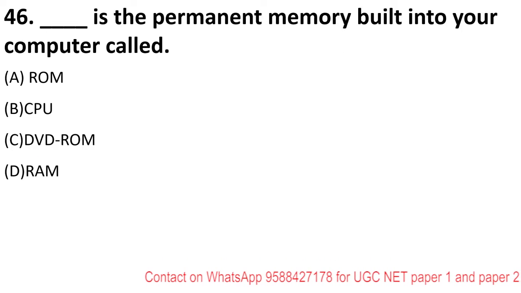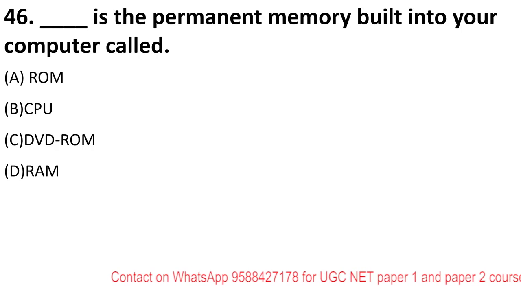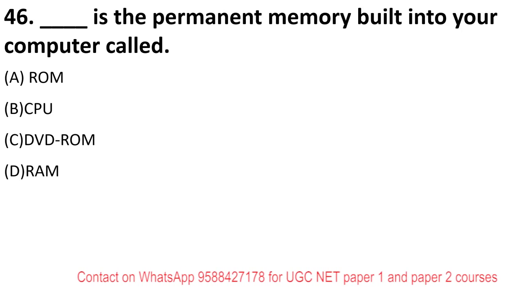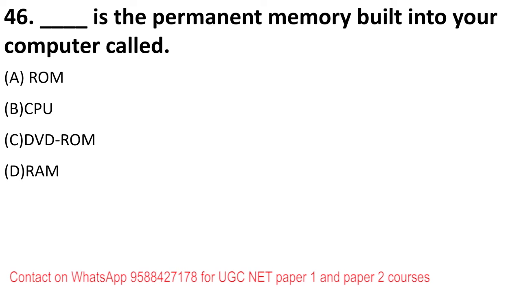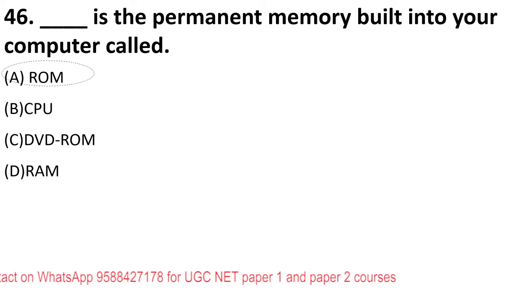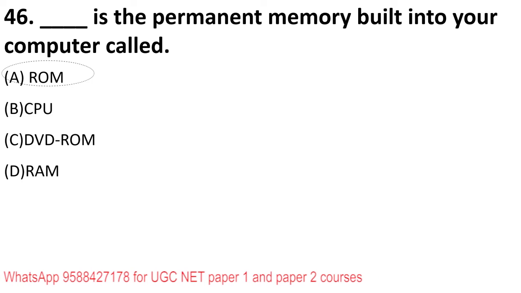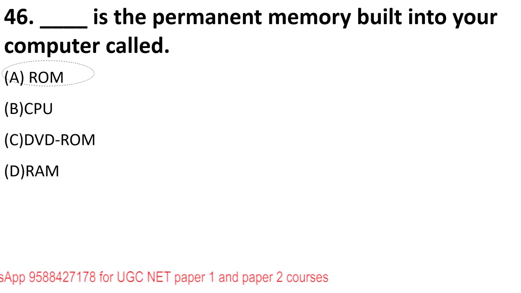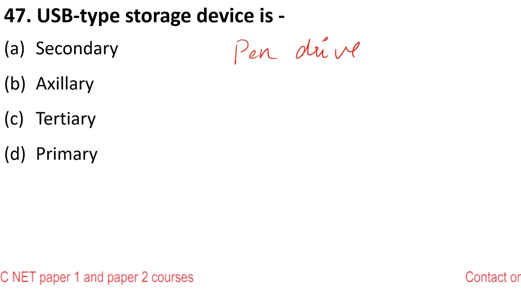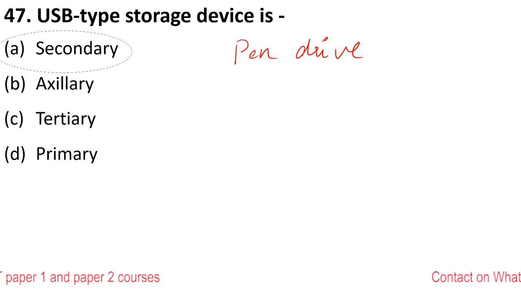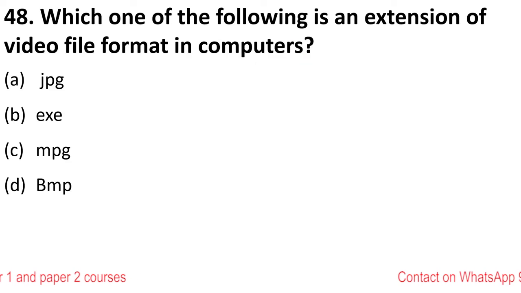Next is, dash is the permanent memory built into your computer called. So the permanent memory that is built inside your system by the manufacturer itself is called read only memory. Whatever is there inside a ROM, you cannot change it, and it has very crucial information regarding your computer. Okay. USB type storage device is secondary, auxiliary, tertiary, or primary. USB means universal serial bus, your pen drive. I could say it in a simple word. So pen drive is an example of secondary storage. That is the right answer.